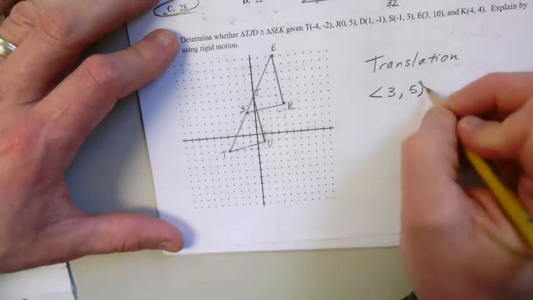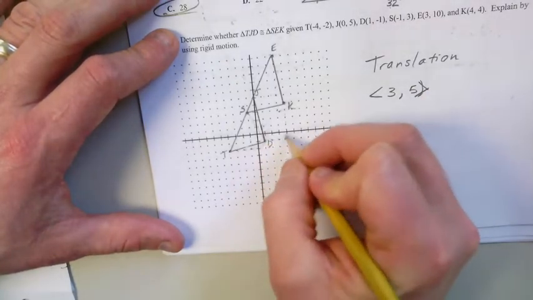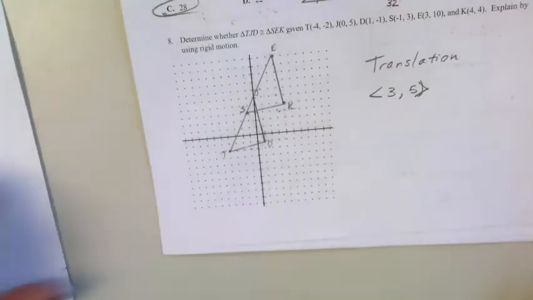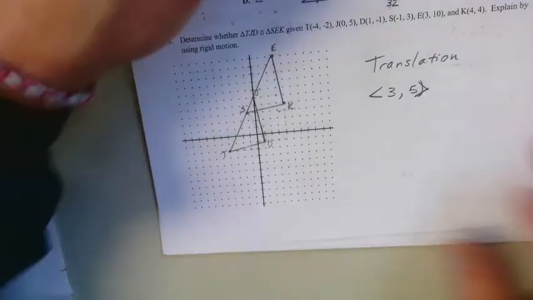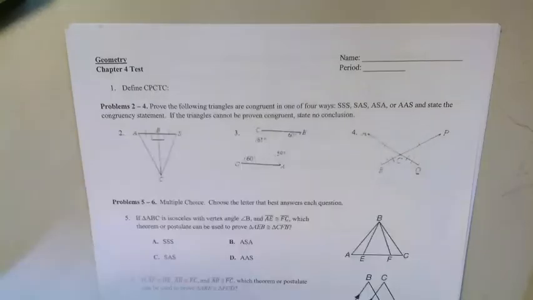Let me just double check that here. 1, 2, 3, 1, 2, 3, 4. Yeah, 3 to the right and up 5 would be the translation that we could use. Each one of those is translated the same amount, so the figures are going to be congruent to each other. Okay? All right, let's go on to the back side now.